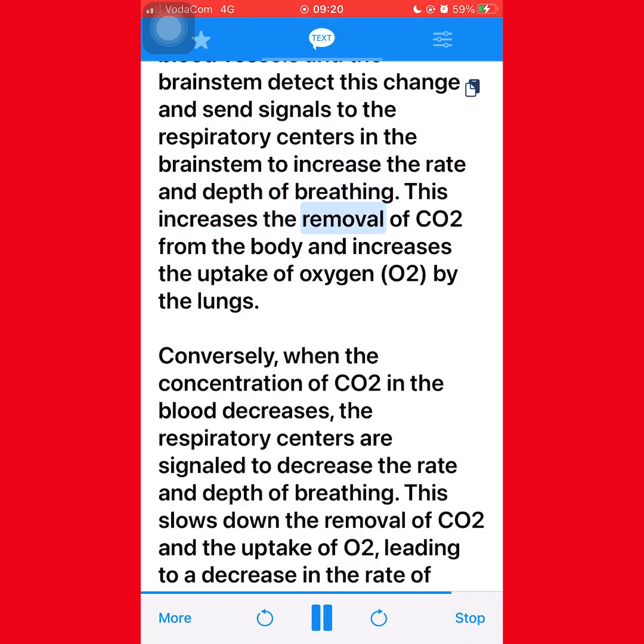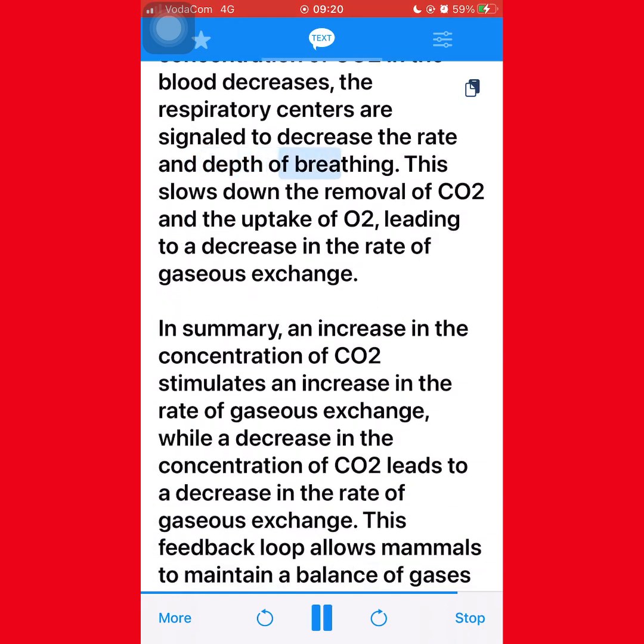This increases the removal of CO2 from the body and increases the uptake of oxygen, O2, by the lungs. Conversely, when the concentration of CO2 in the blood decreases, the respiratory centers are signaled to decrease the rate and depth of breathing. This slows down the removal of CO2 and the uptake of O2, leading to a decrease in the rate of gaseous exchange.